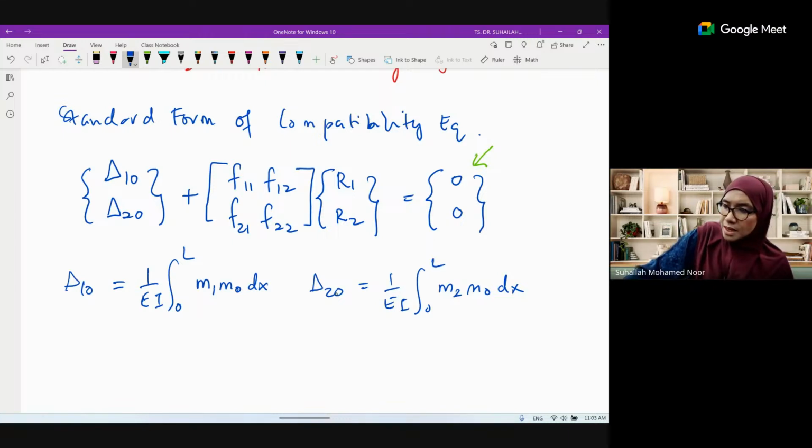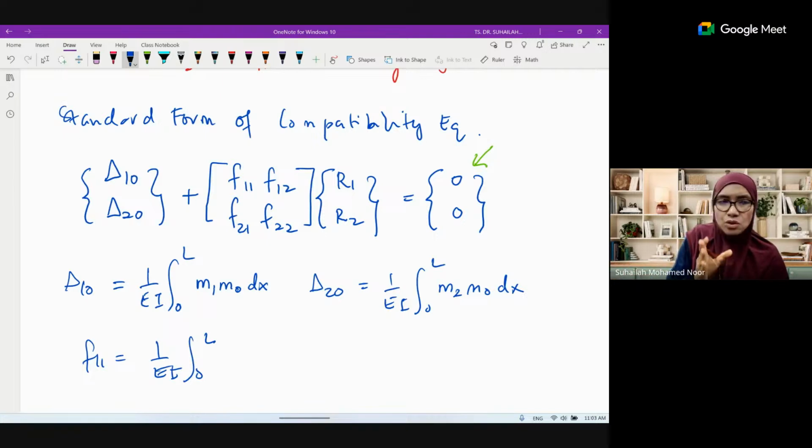Then in the matrix F, there are 4 terms, right? But F12 and F21 are the same. The concept of the matrix is the same, right? F12 equals F21. Is that correct? The characteristic of the matrix is that F12 and F21 are the same, so we calculate it only once. So we have F11, 1 over EI from 0 to L, M1, M1, which we write as M1 square dx. So that is F11.